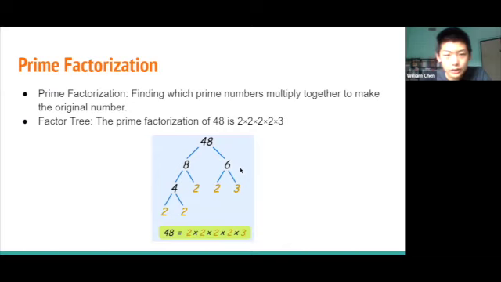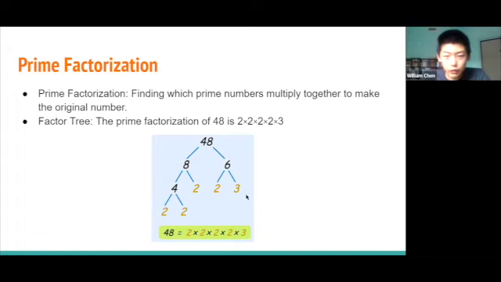Now let's talk about prime factorization. Prime factorization is an easy way of finding which prime numbers multiply together to make the original number. It includes splitting a number into multiple parts. These parts should multiply up into the original number. We can split these parts even further until we end up with only prime numbers. These prime numbers are its prime factorization.